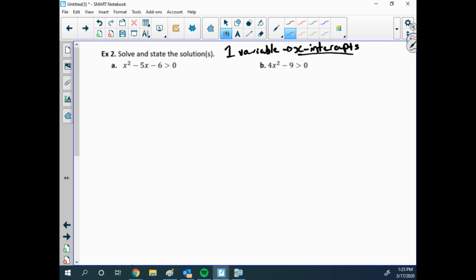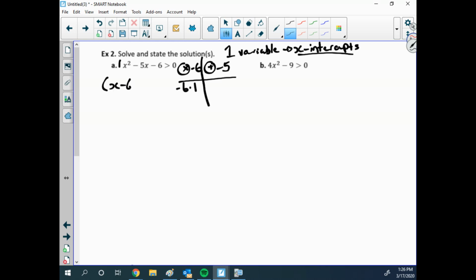So let's take a look at the first question. x squared minus 5x minus 6 is greater than 0. So what I'm going to do is factor it. So looking for 2 numbers that multiply to negative 6, because a is 1, and add to negative 5. That would have to be negative 6 times 1. And so I just separate those because a is 1.